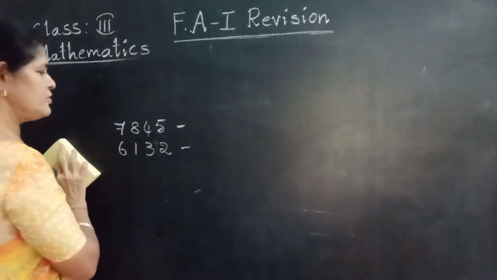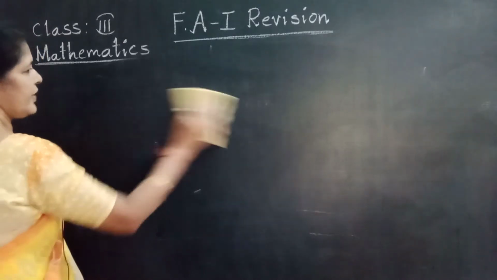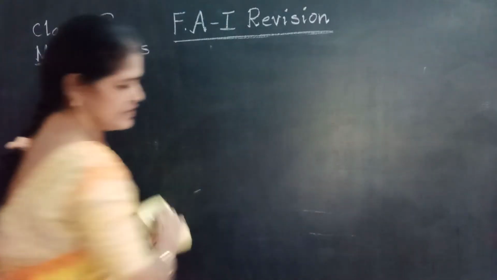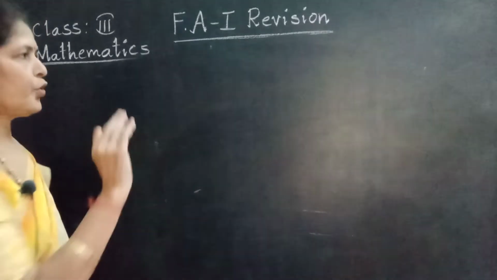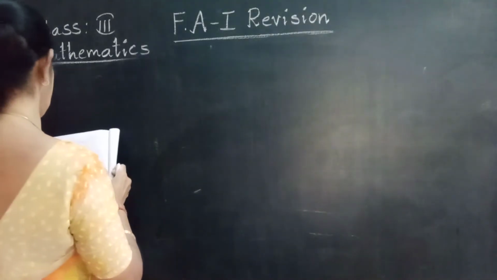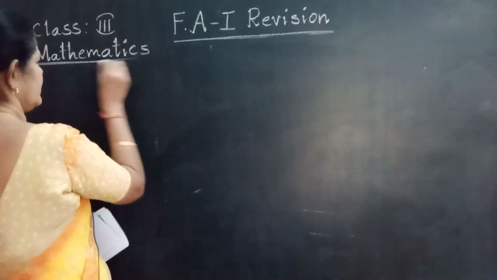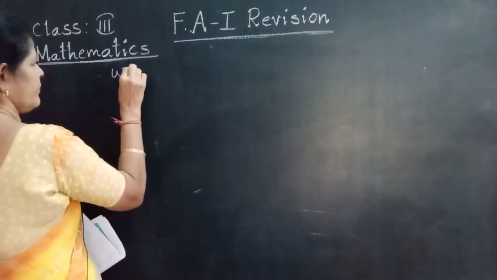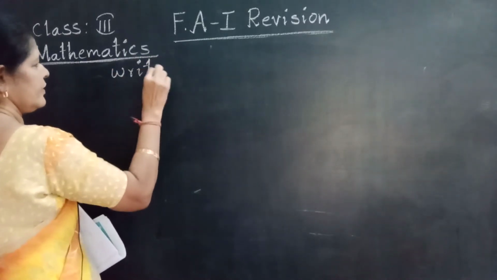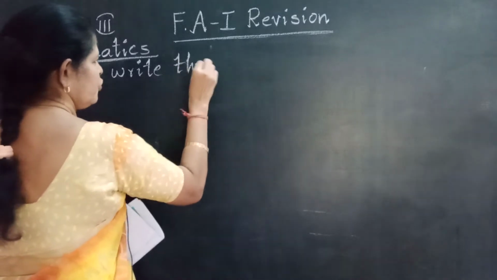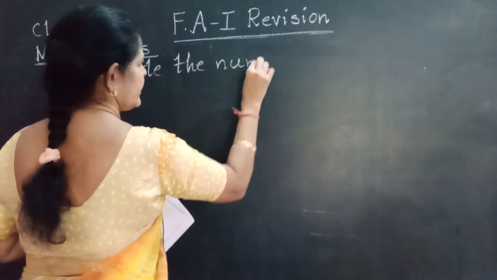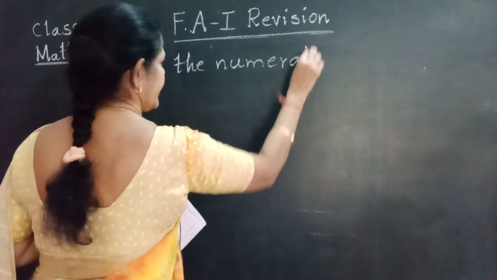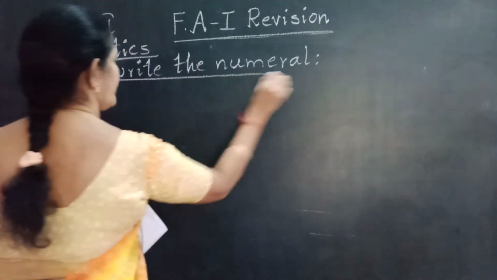Start with thousands. 4-digit numbers start with thousands. Next hundreds. Next put together the tens number and ones number. Next, numeral. Numeral means write the number. Write the number or numeral. Both are the same.